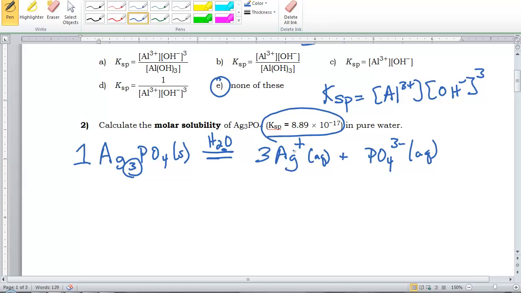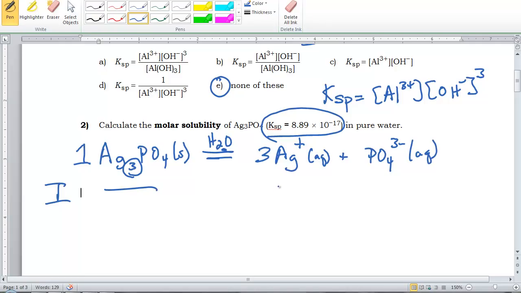Now, note your Ksp value. What do you notice about the magnitude? Yeah, it's really, really small, meaning that this equilibrium lies very far to the left. This salt is not going to dissolve to any appreciable extent. If we mixed a solution that contains silver ion and phosphate together, this salt would precipitate, most likely. Now, ICE tables here are going to be pretty easy. That solid's not in our equilibrium expression. We don't need to know what it is.